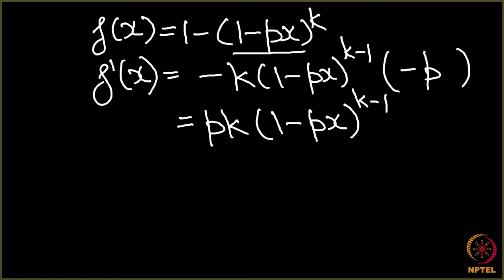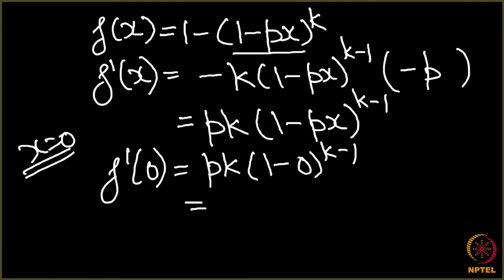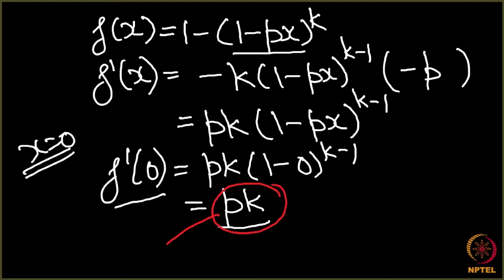So this is the slope of this function, and we are interested in finding the slope of this function at x equals 0, at the origin. So what is f dash of 0? F dash of 0 is pk into (1 minus 0) to the power of k minus 1, which is nothing but p into k. Isn't it amazing? The slope of this function is p into k. And what is p into k? If you remember, p into k is nothing but your basic reproductive number R0, from where we started and where we reached.